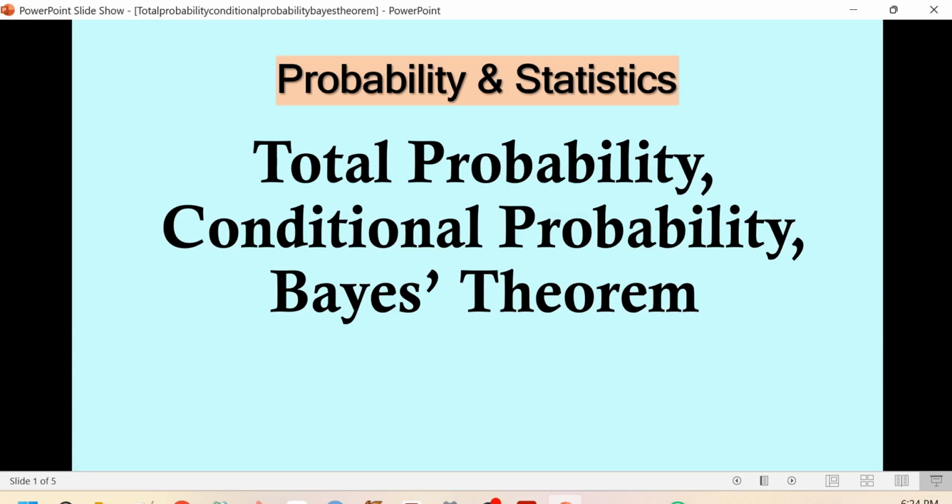Hello, we will talk about three very basic and important notions in statistics. They are total probability, conditional probability, and Bayes theorem. These three are connected together and are the basis of learning Bayes statistics.